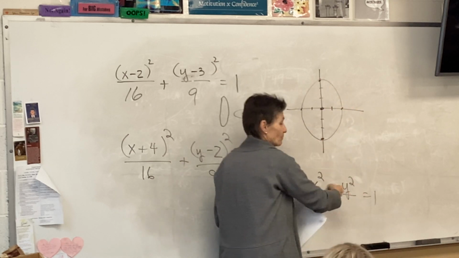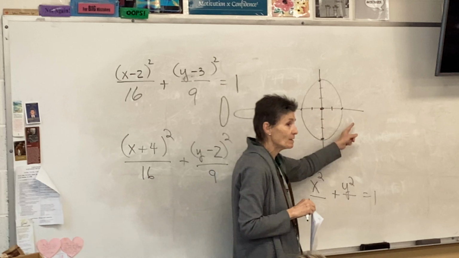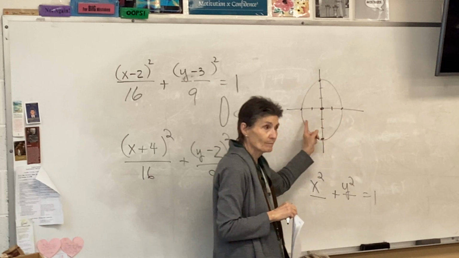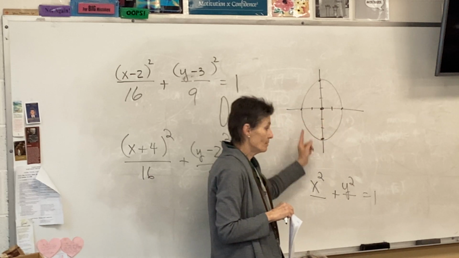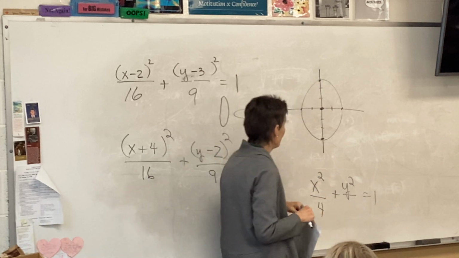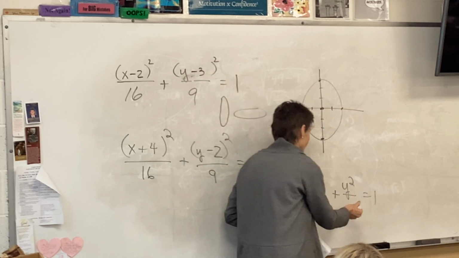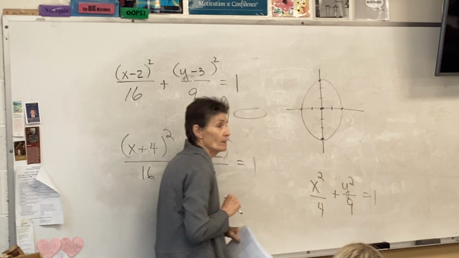Now you should be able to fill in the rest of this equation. If we went sideways 2, then what's under here? 4. And if we went up and down 3, and there's your equation.